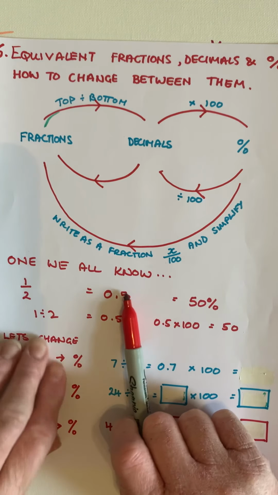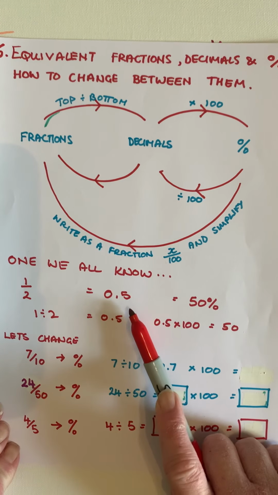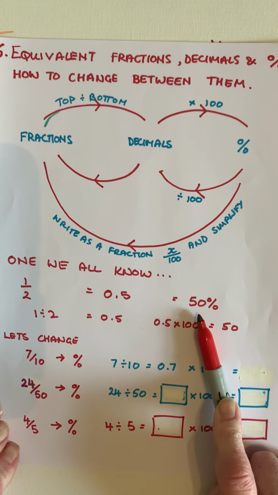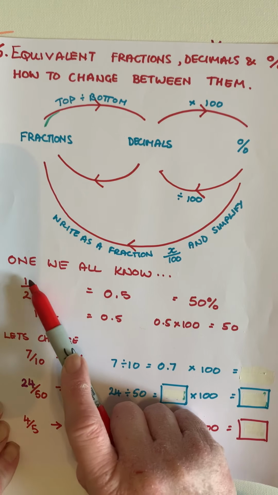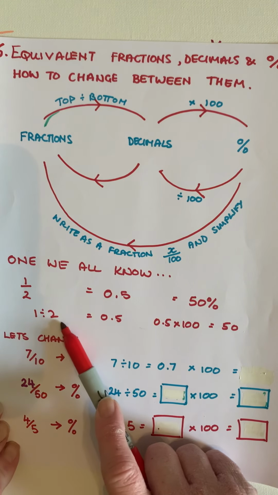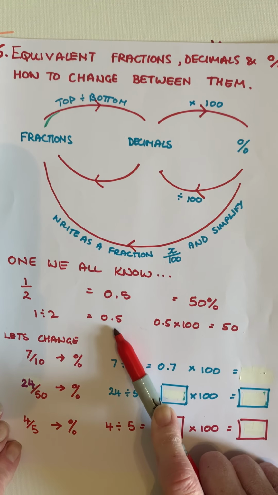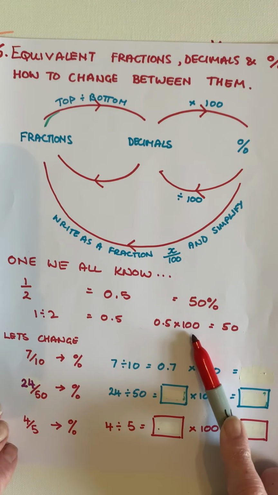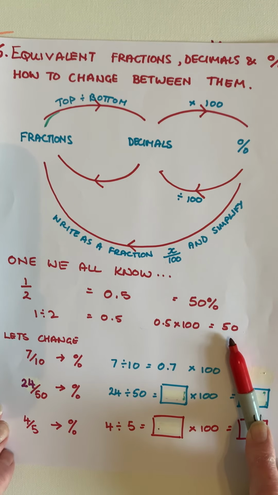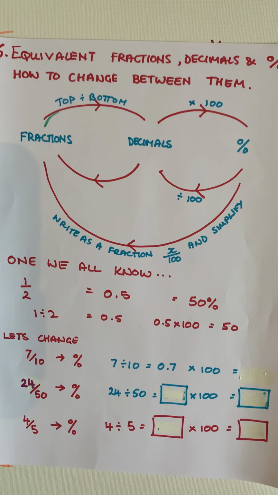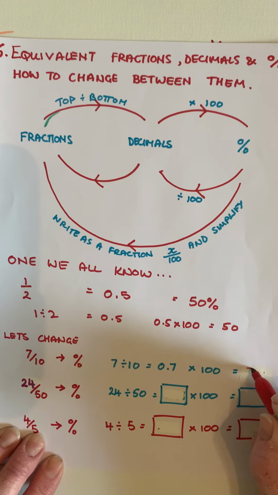So this is one I hope we all know. We should know that a half is equal to 0.5, which is 50%. If we follow the rules, top divided by bottom, 1 divided by 2 gives you 0.5. Then 0.5 times 100 is 50. Okay? Right, so let's change some fractions to percentages. 7/10, so that's 7 divided by 10 is 0.7. Then you multiply it by 100 and you will get 70%.